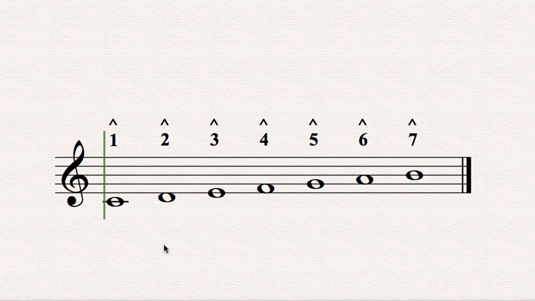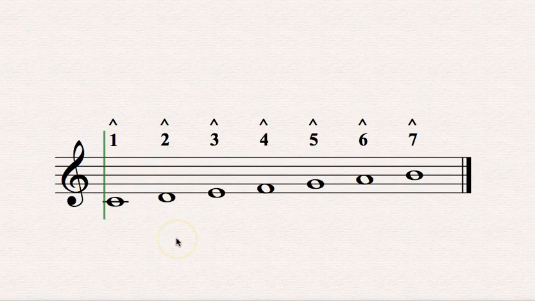So let's start off by taking a look at a C major scale. We have a C major scale. It's not all the way up to C, but these are the pictures of a C major scale. And we're already familiar with scale degrees at this point, right? So scale degree 1, 2, 3, etc.